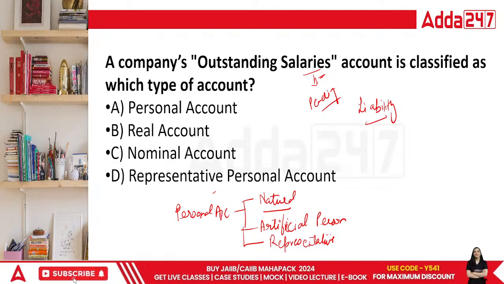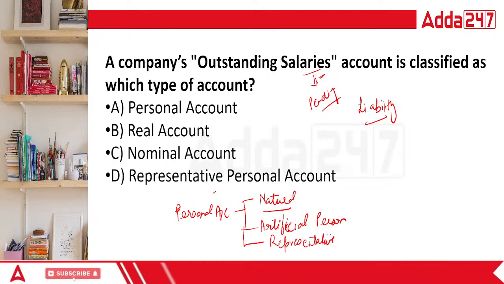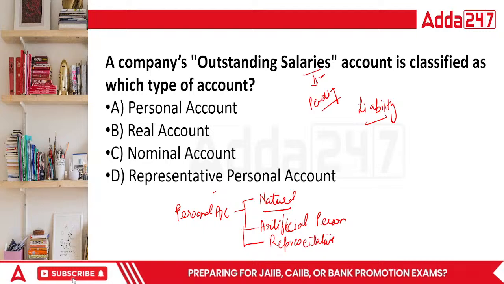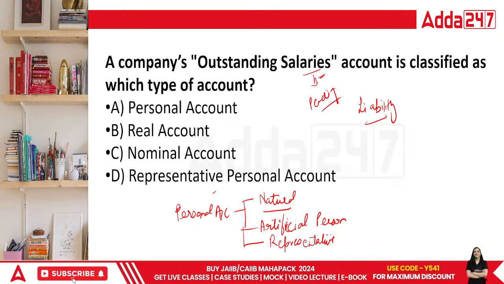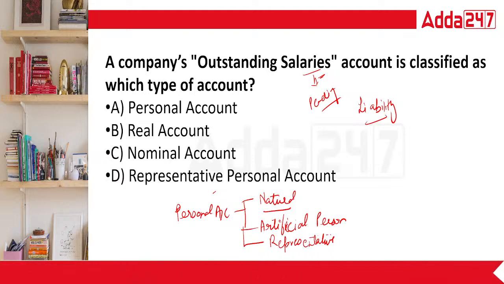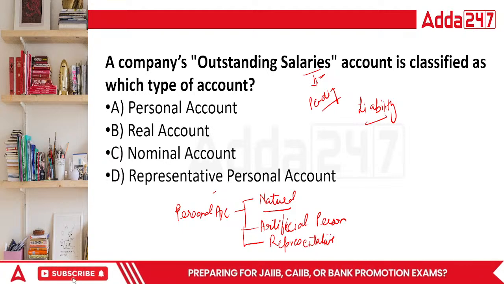Everybody, personal account, real account, nominal account. Since it relates to a specific person, it's called a representative personal account, because I have to remember the name of the person to whom the payment is to be made. Right?